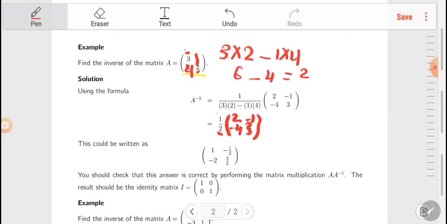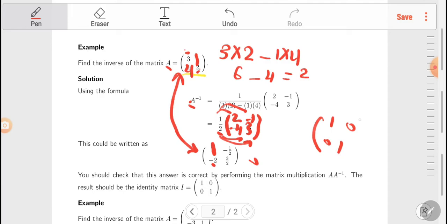So multiply one half by all members in this matrix. Half by 2 equals 1. Half by negative 1, negative half. Half by negative 4, negative 2. Half by 3, 3 over 2. So we have finished. If you want to check whether your answer is right or not, you can multiply the main matrix by the other matrix. The product of them must equal [1, 0; 0, 1], if you want to check.